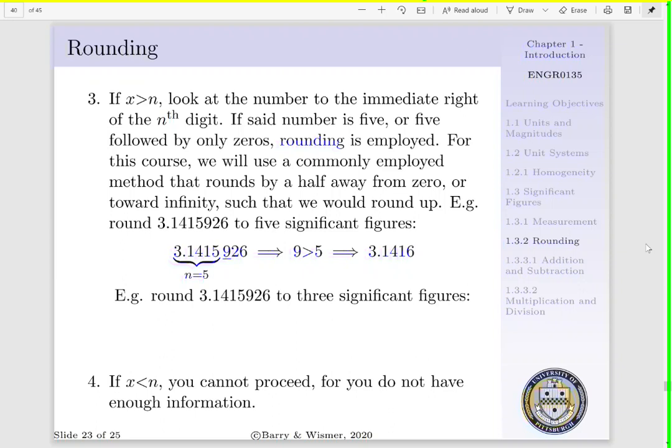As another example, if we want to round 3.1415926 to 3 significant figures, we're going to count off 3 digits, 3.14, look to our immediate right, and we are going to round down, since 1 is less than 5. So we'll report this as 3.14. If x is less than n, we can't proceed, because we don't have enough digits to specify your desired level of significant digits within your system.